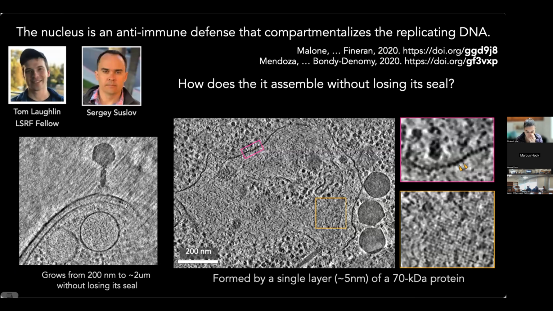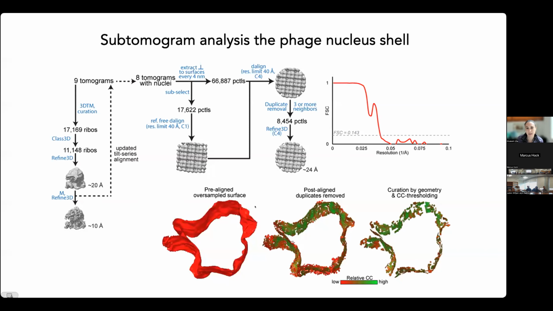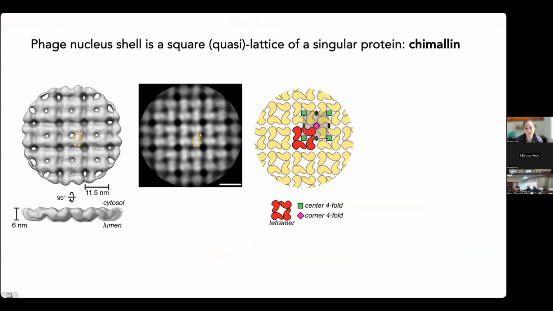And this is a picture now of the mature phage. You see a lot of mature phages in here. And it's literally made of a single layer of a 70 kilodalton protein, right? And that is growing and growing and growing as more phages start replicating. So Tom in my lab decided to take this with subtomogram analysis. He basically used a very sophisticated approach to average, to gain more information about it. And what he found is that this thing actually forms a square lattice. That means it looks like a pinwheel. So it has a center four-fold and a corner four-fold, again, made out of this one particular protein.